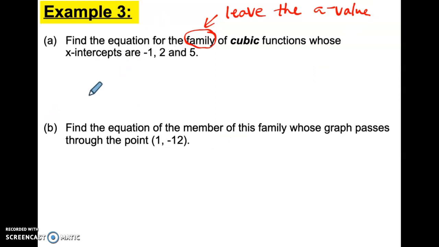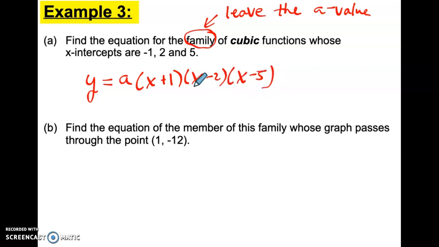So a family with these x-intercepts is going to have a general a value, and then each x-intercept is going to cause a bracket. So a factor of x plus 1, a factor of x minus 2, and a factor of x minus 5 would give us those roots. And there is our general equation for that family.